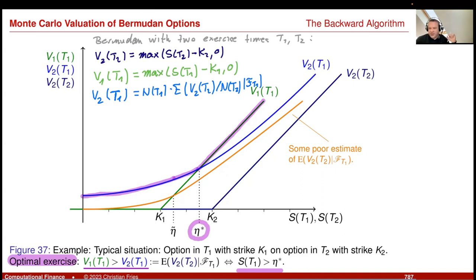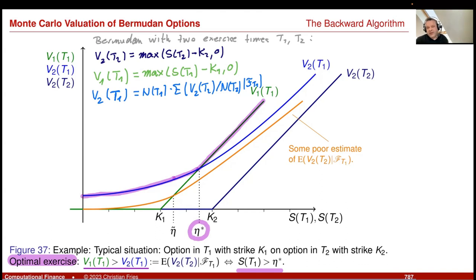For an Asian option, S of T1 is maybe not enough to make this decision. You also need to know which path you walk along. If you walk along this way, or if you go down and then up, this changes, in the Asian option, maybe the criteria. But here in this example of the two Europeans, observing the stock in T1 is enough to make this exercise decision. And this here is my optimal exercise. This is here my optimal exercise point. This is the exercise boundary.